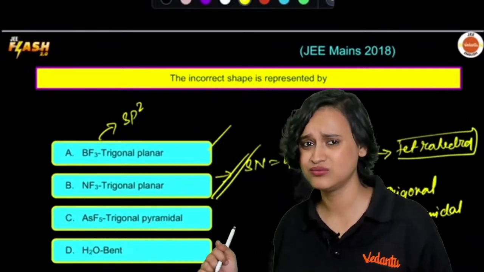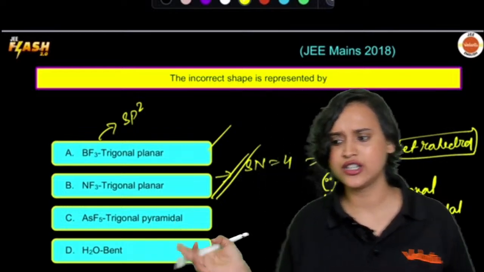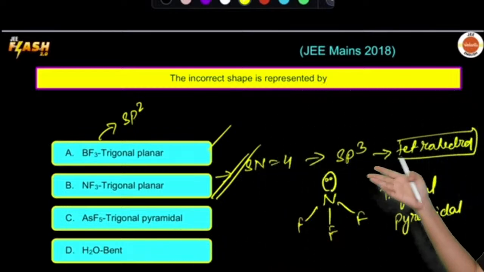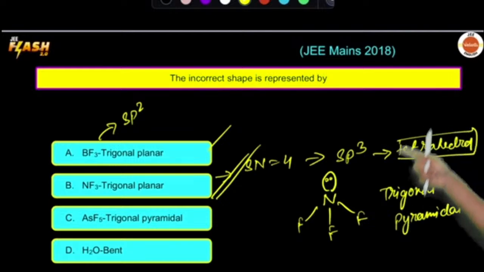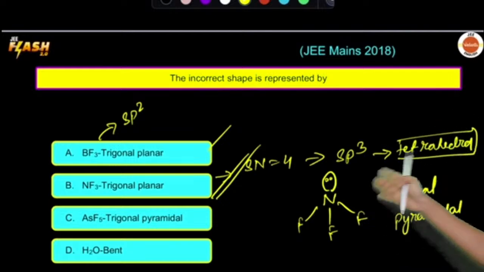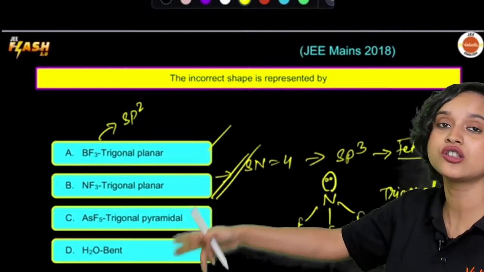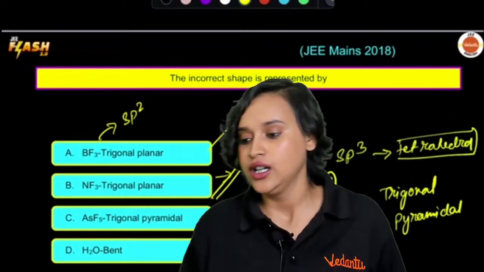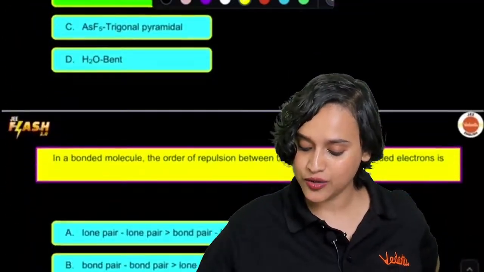The rest also you can check. AsF3: As also belongs to nitrogen's group. Since it belongs to nitrogen's group, this will also have a similar structure. Moving on to the next question, everyone.